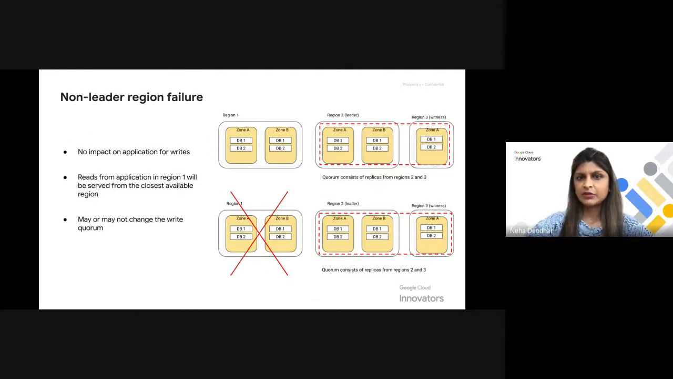Now let's consider a non-leader region failure. There is no impact to application writes in this scenario. Spanner will continue to have three replicas, two from the leader region and one from the witness, available to form the majority quorum for writes. Reads that were previously being served by the replicas in the failed region will now automatically be served by the leader region replicas. So again, as before, your application will not see any downtime in a non-leader region failure.